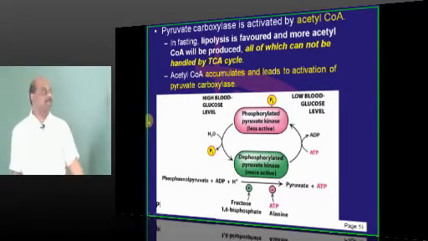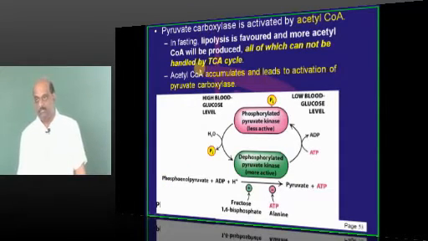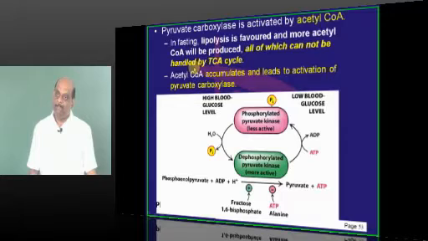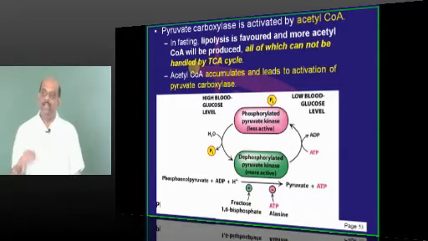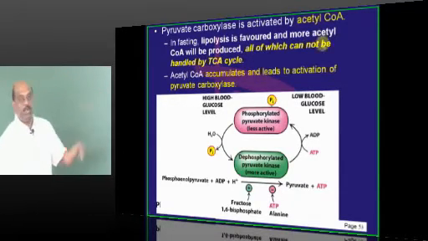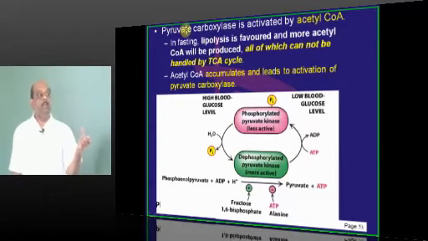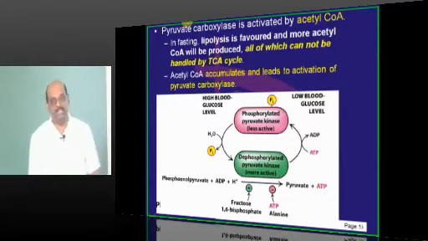Pyruvate carboxylase is activated by acetyl-CoA. Suppose you are fasting. What will happen during fasting? All our fat gets broken down. In fasting, you don't have insulin. Insulin levels will be low. When you are in a fed state, insulin levels are high. Insulin is a lipogenic hormone. Insulin deficiency promotes lipolysis. So what will lipolysis do? It will break down the fatty acids. Beta oxidation it will promote, and that will release the acetyl-CoA.